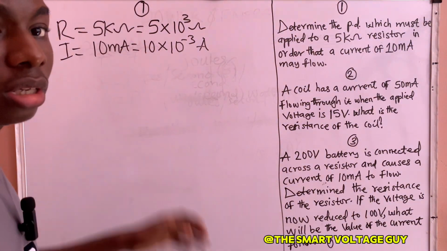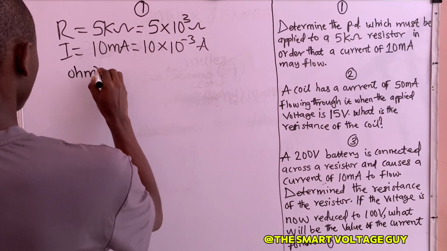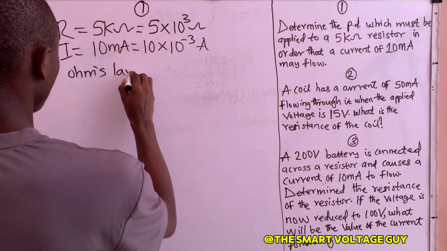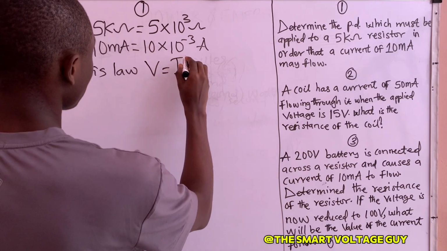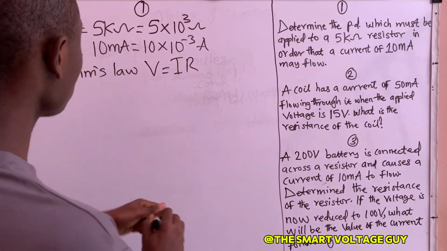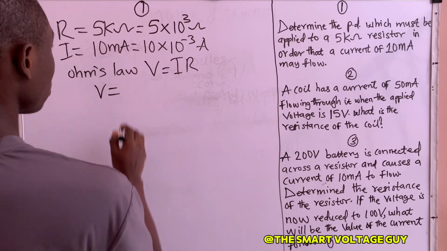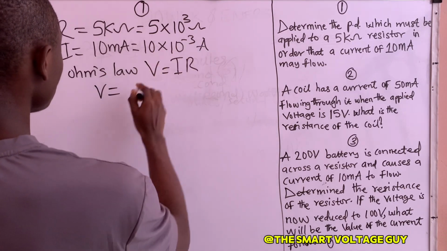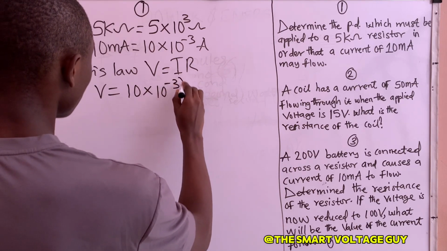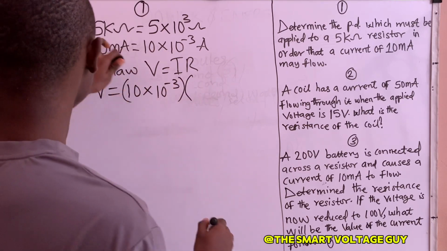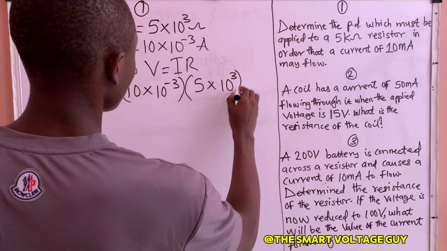So the potential difference, according to Ohm's law, we know that Ohm's law states that V is equal to IR. So we are told to find V. So now we have that V will be equal to I, which is 10 times 10 raised to the power of minus 3, bracket, R, which is 5 times 10 raised to the power of 3.